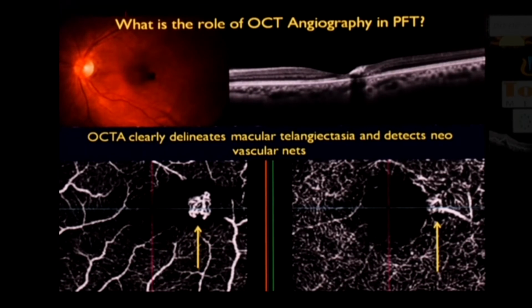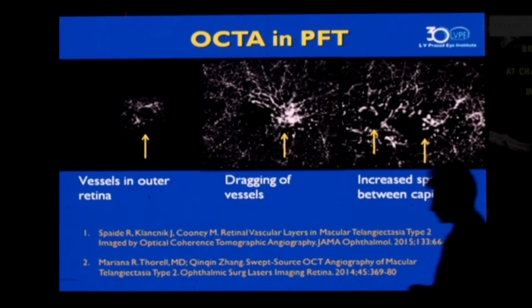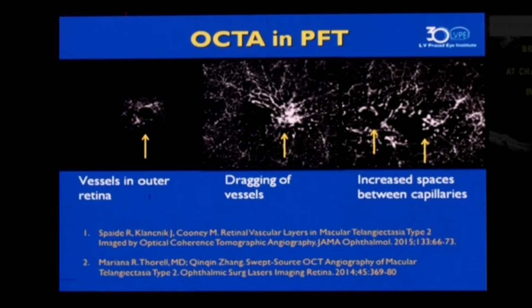But on OCT angiogram, it is able to pick up the neovascular net, and it is also able to pick up the telangiectatic net. So we have these two types of nets which usually come in. And what we know from the literature published on OCT angio are these three findings: the presence of abnormal vessels in the outer retina, then the dragging of vessels or the Medusa head-like appearance, and third is the increased space between the capillaries, which I already mentioned, which is usually in the non-proliferative stage 1 to 3. So these three findings are already there.